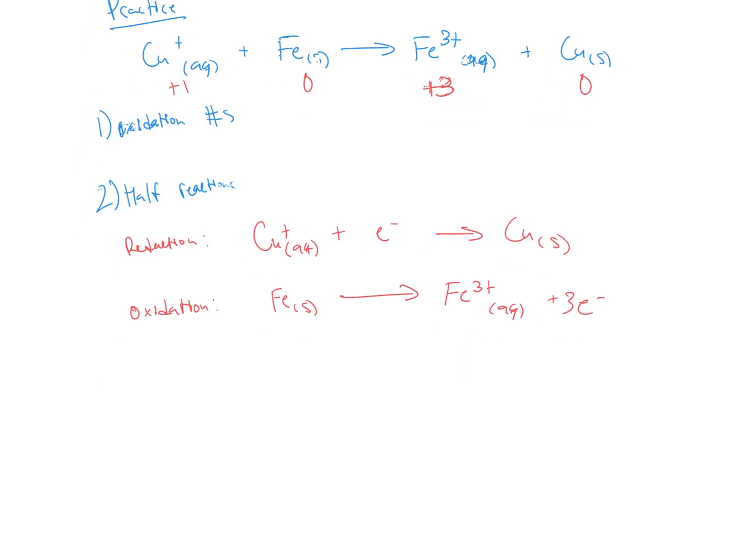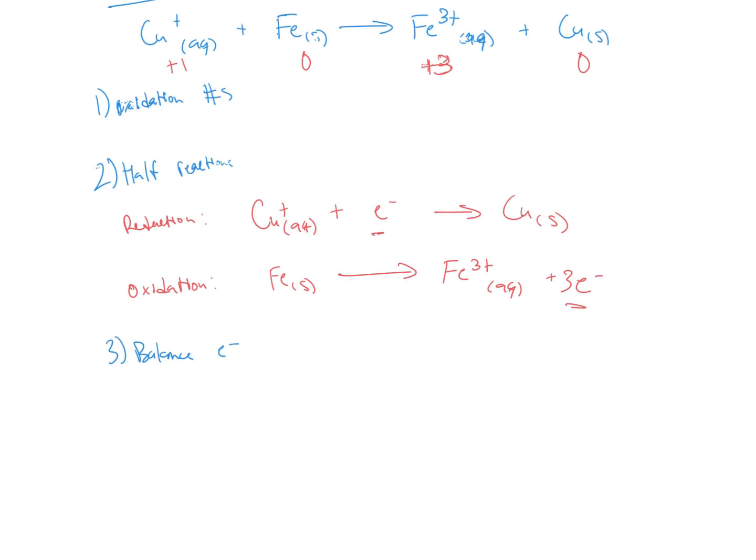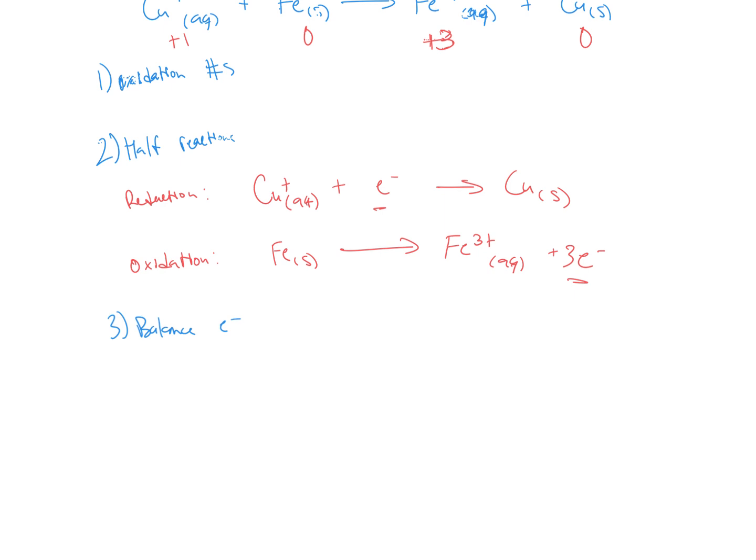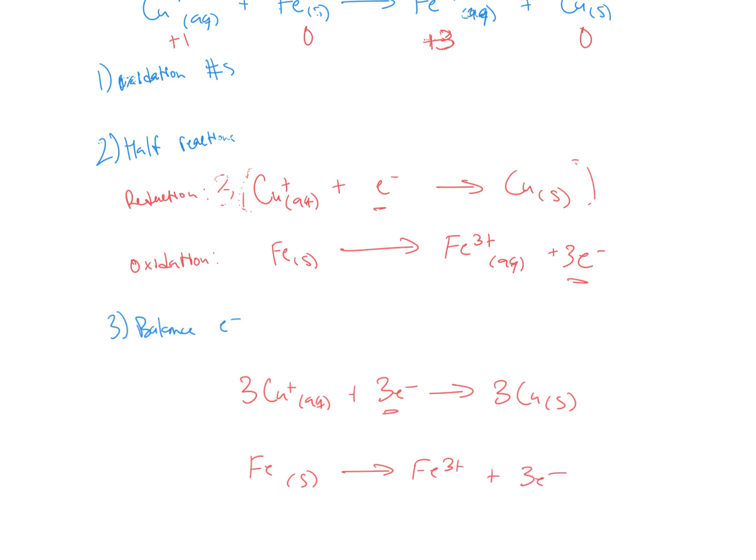So step 3 here is to balance our electrons. If we look at our first equation, we have 1 electron. If we look at our oxidation, we have 3 electrons. And so what we'll need to do here is multiply the entire top equation by 3. So now our half reaction should be 3 Cu+ aqueous plus 3 electrons goes to make 3 Cu. And then the bottom reaction will stay the same. So now our electrons are balanced.